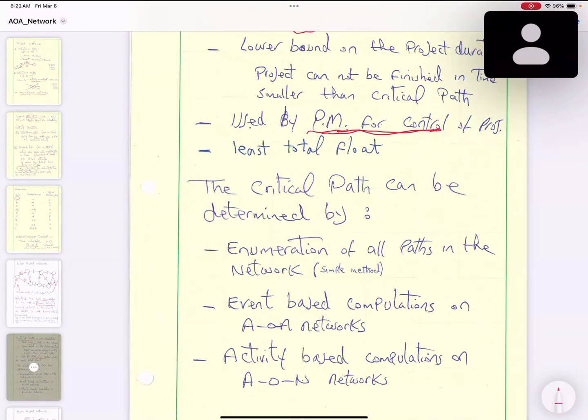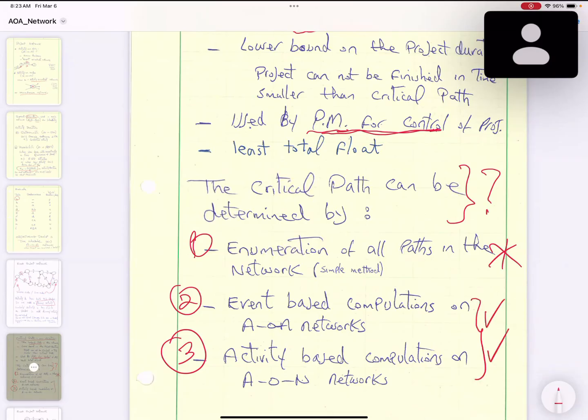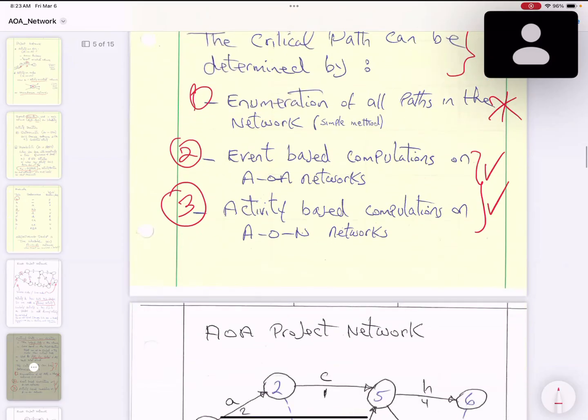So how do you develop the critical path? There are three different methods that you can use: method one, method two, method three. This first one is not popular, so we're not going to use it. We're going to concentrate on event-based computation for activity on ARC and activity-based computation for activity on node. These are the two most popular ones. These are good. So that is what we're going to do.